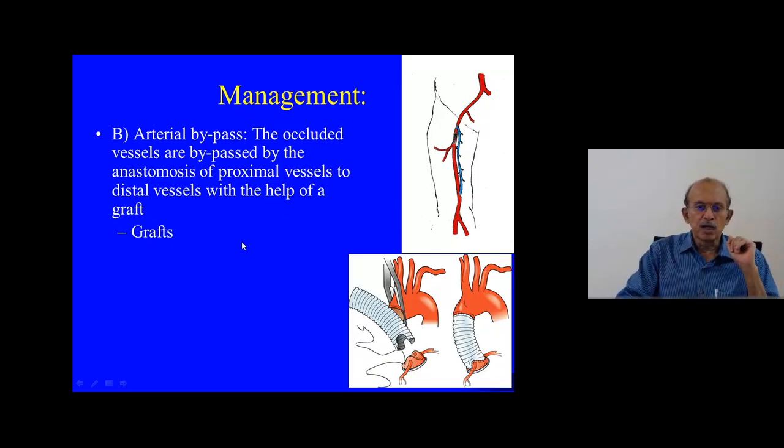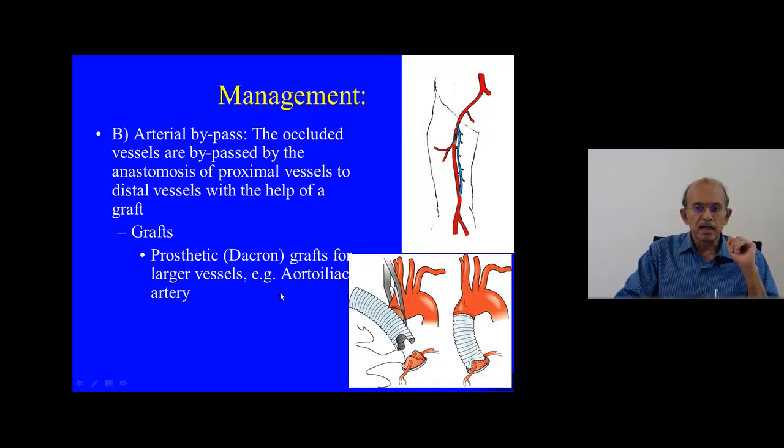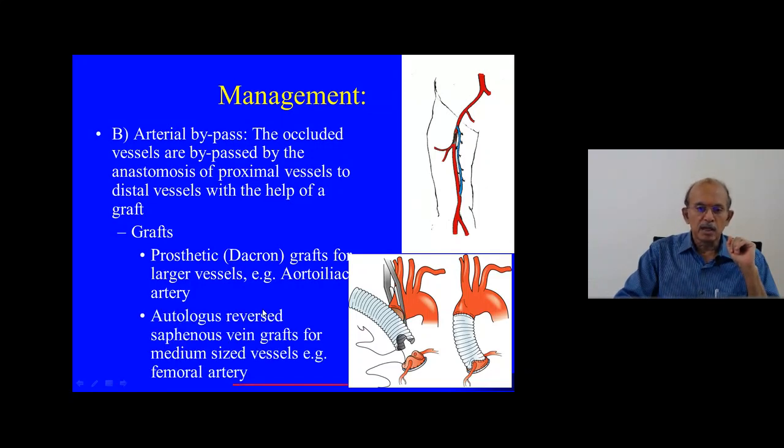So the grafts used are prosthetic grafts made of Dacron for larger vessels like aortoiliac vessels. Autologous reverse saphenous vein graft for medium-sized vessels, example femoral artery. So for the femoral artery, you can use the reverse saphenous vein.